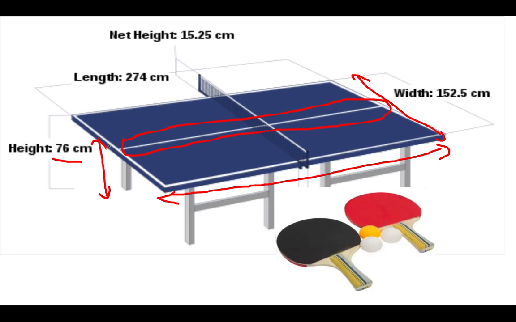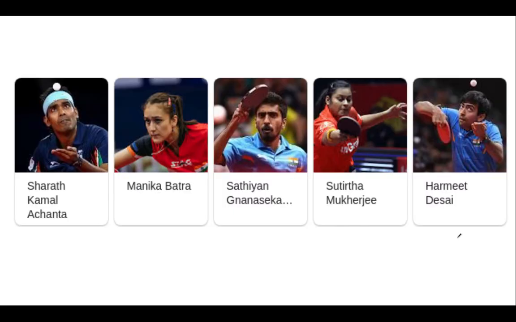During the play, players are not allowed to move the table, and they are also not allowed to touch the table or net during the play. These are the rackets, or table tennis bats, and these are the balls. Now let's move to the next slide.